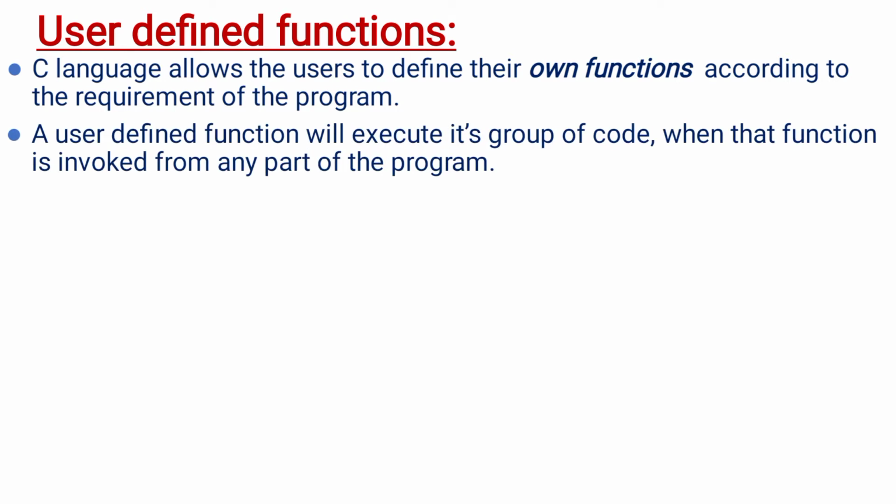A user defined function will execute its group of code when that function is invoked from any part of the program. So a user defined function is a set of code, a block of code, and that user defined function can be invoked from any part of the program. Means within the main function we can invoke the user defined function.